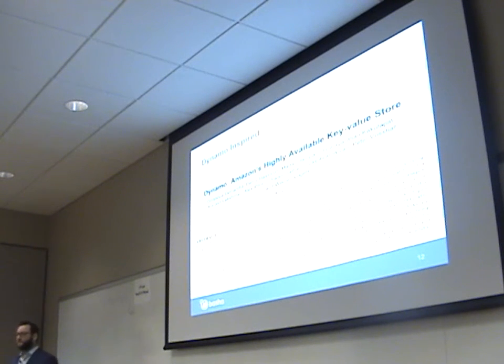Dynamo is a direct inspiration for RIAK. The paper came out in 2007, and I was at the first public announcement of RIAK, in the fall of 2009 at the New York City NoSQL meetup group. At the time, it was a panel between Couch and Mario, and one of the senior engineers for Basho, one of the original engineers on this product, gave a quick five-minute lightning talk, and I was like, yeah, that's the one.